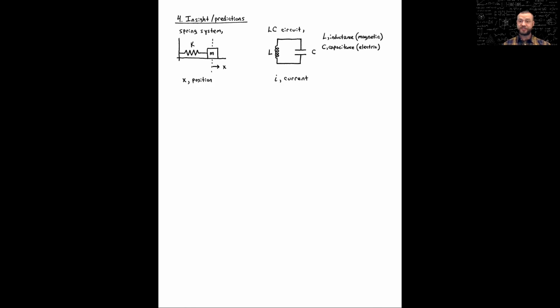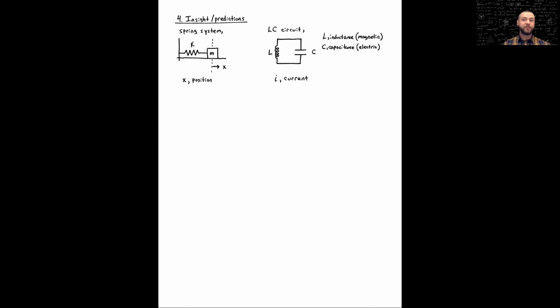Now, I like the spring system that we just talked about because it's very simple and you can actually see what's going on. If you were to displace the object attached to the spring, you can actually see the mass or block, whatever it is, oscillate back and forth. Now, what we're going to compare the spring system with is another system, an electrical system, a circuit, called an LC circuit. L is going to refer to inductance, and C refers to capacitance.